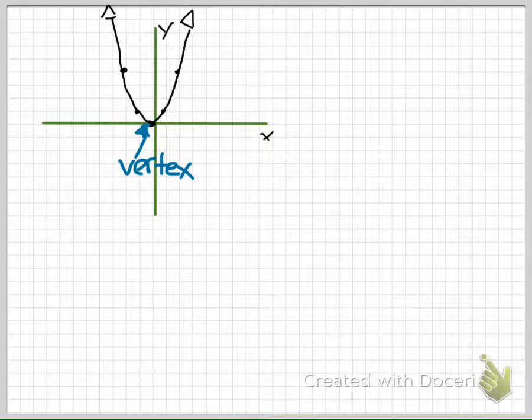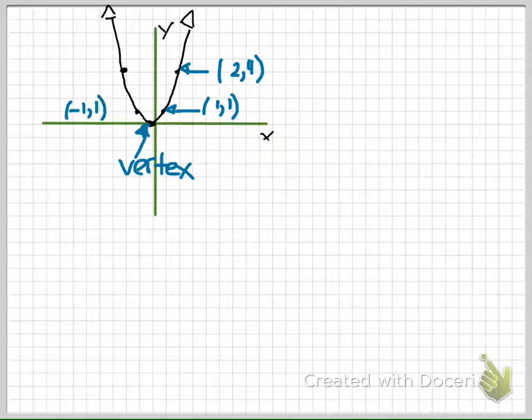Also, it's important to note that there are some whole numbers here that help guide us. Like here's a whole number point and another whole number point. That's (1, 1). On this one, this is (2, 4). Over on the other side, we have (-1, 1), and we have (-2, 4).